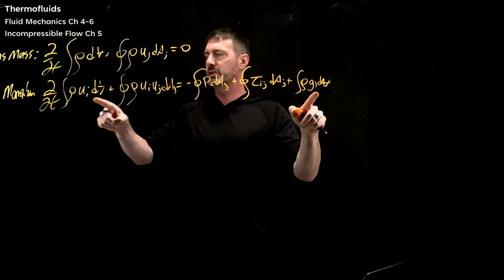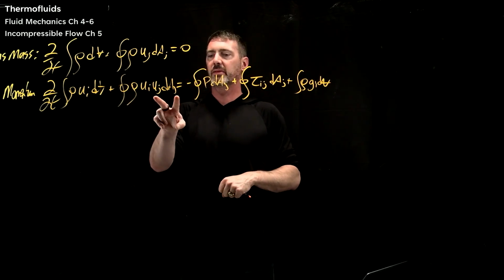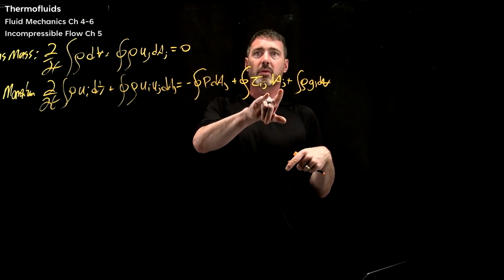So this is a vector equation. This entire thing is a vector equation because there's an i. Anytime I have a pair of j's, there's an implied sum over 1 to 3. Implied sum over 1 to 3 over here.